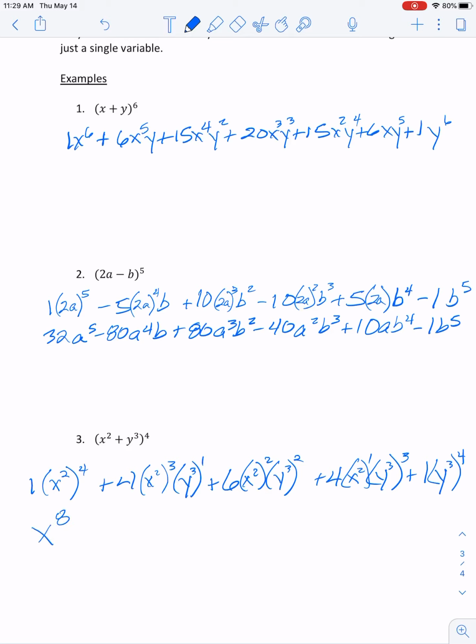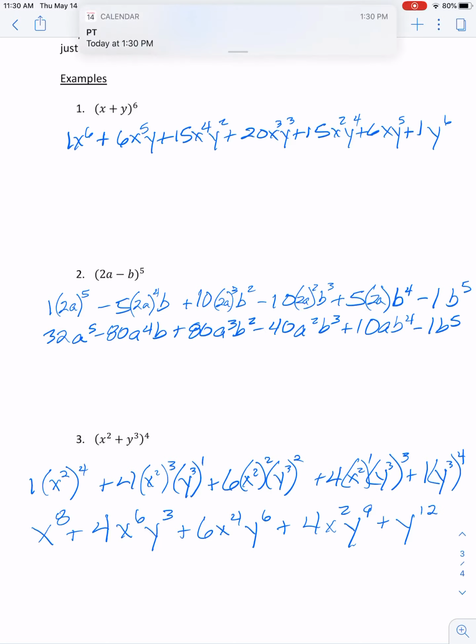So x squared to the fourth power is x to the eighth. We're going to have a coefficient of 4. It's going to be x to the sixth, y cubed. You're going to get 6x to the fourth, y to the sixth. Remember, when you raise a power to a power, you multiply exponents. So plus 4x squared, y to the ninth. And the last term would just be y to the 12th.